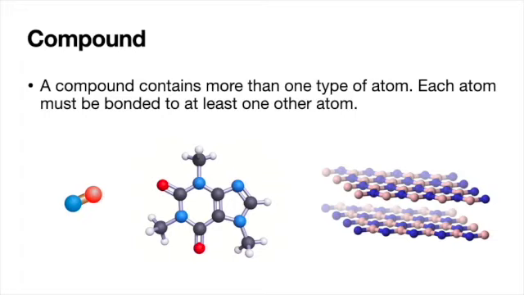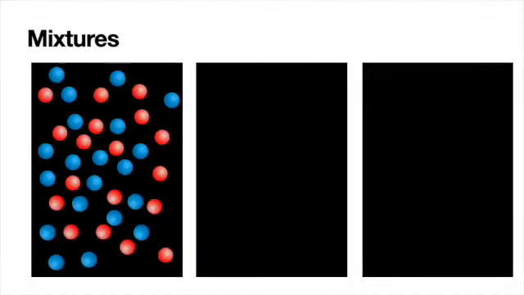However, sometimes atoms can be present in the same substance without being chemically joined to each other. This would be described as a mixture. A mixture contains more than one type of atom, but either not all the atoms are bonded to another atom, or not all the molecules in the substance are the same. For example, this picture shows a mixture of elements. There are two different types of atoms, blue and red. But the blue atoms and the red atoms are not bonded to each other.